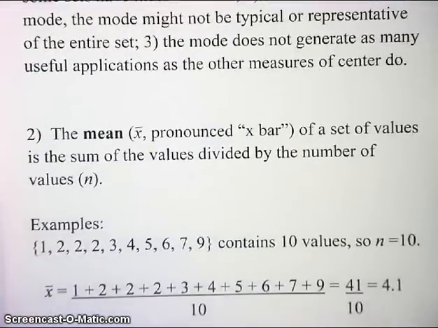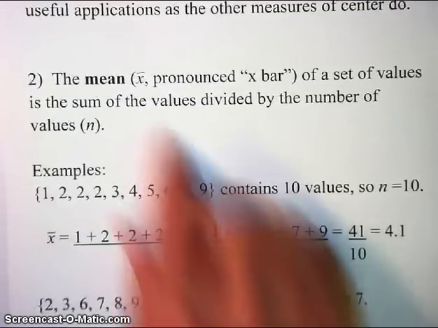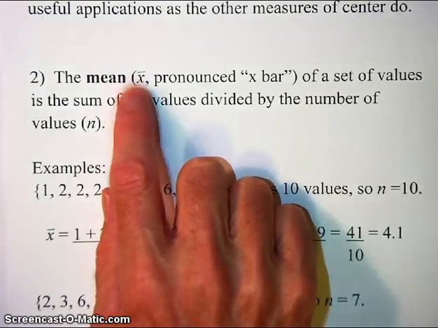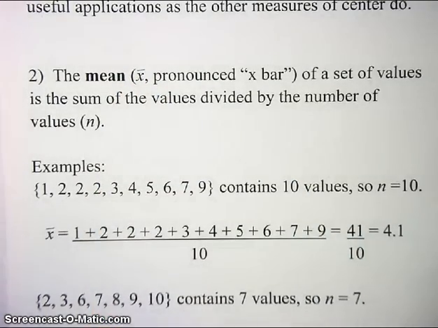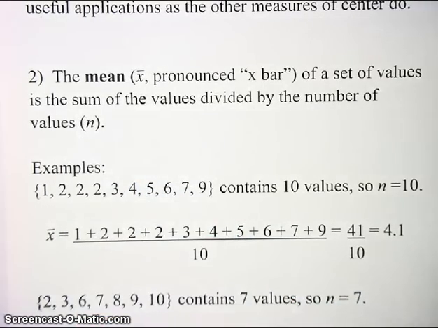The second measure of center that we're going to look at is the mean, which we abbreviate with this little symbol x with a bar over it, and we say x bar when we're talking about that. The mean of a set of values is the sum of the values divided by the number of values, which we're going to always abbreviate with the letter n. You've done this many times. You've averaged lots of things, and that's what the mean is. It's just a simple average. You add up all the values, you divide by how many values you have, and there you go.